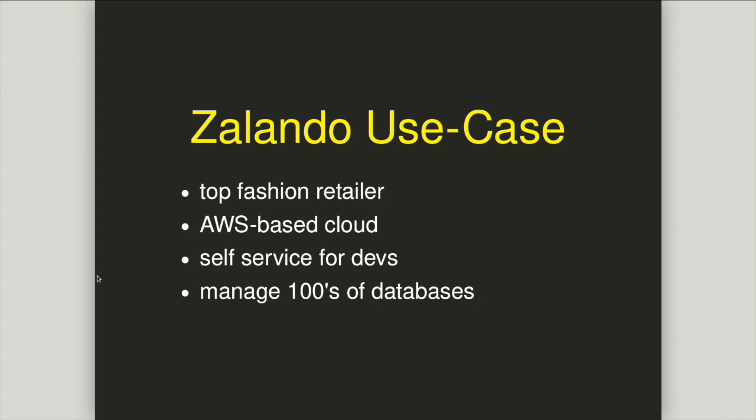So Zalando.com, they're the top fashion retailer in Europe. They actually outsell Amazon and its possessions in terms of clothing ordered online in Europe. They have an entirely AWS-based cloud that they run. And they have a very strong DevOps orientation, which means they want most things to be self-service for their development teams and autonomous. And because they're doing this, this means that they actually have hundreds of databases, one per application, one or more than one per team.